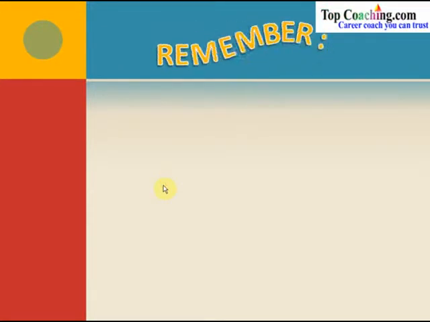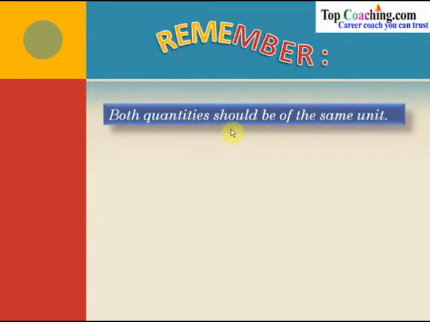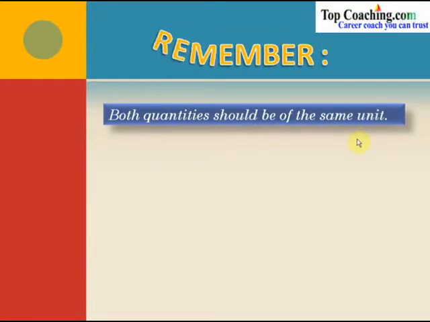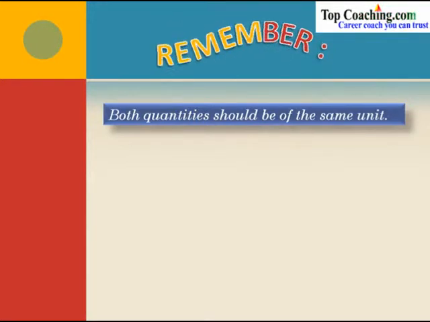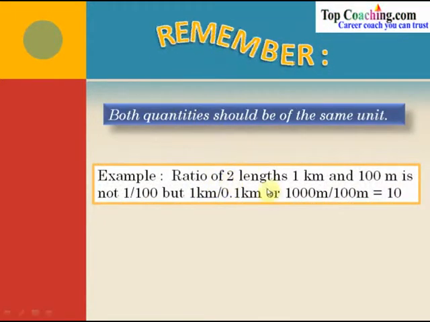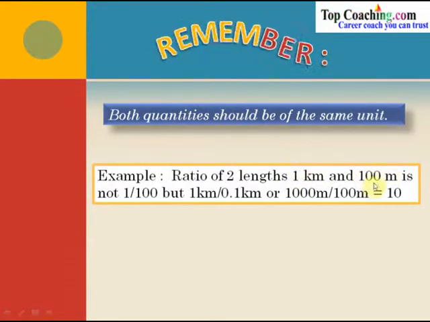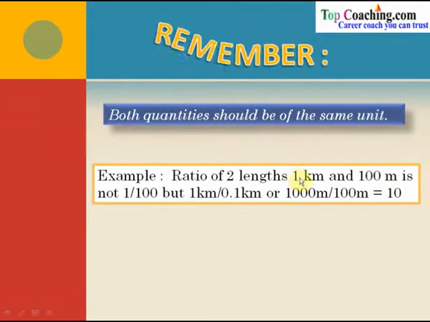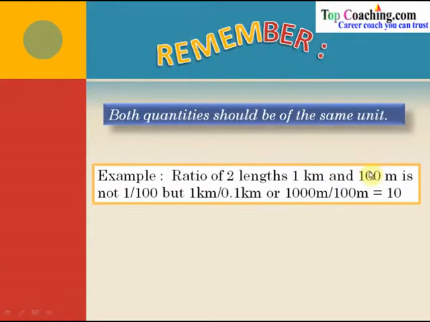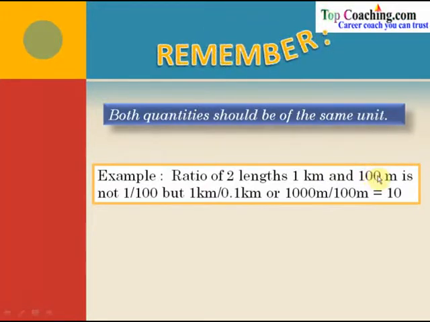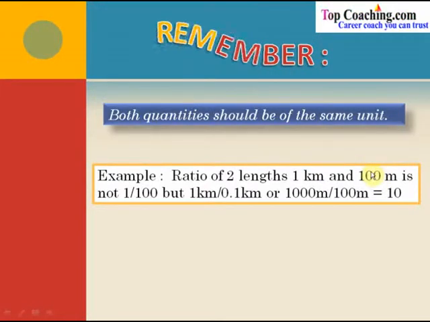Now there is an important thing to remember. Both the quantities should be of the same unit. So both these quantities A and B should be expressed in the same unit. For example, the ratio of two lengths 1 kilometer and 100 meters is not 1 divided by 100. It's not 1 by 100 because this quantity is in kilometers and this quantity is in meters. First, we have to convert it into meters and then we can have the ratio of these two quantities, or we can also convert meters into kilometers so that both the quantities have the same units.